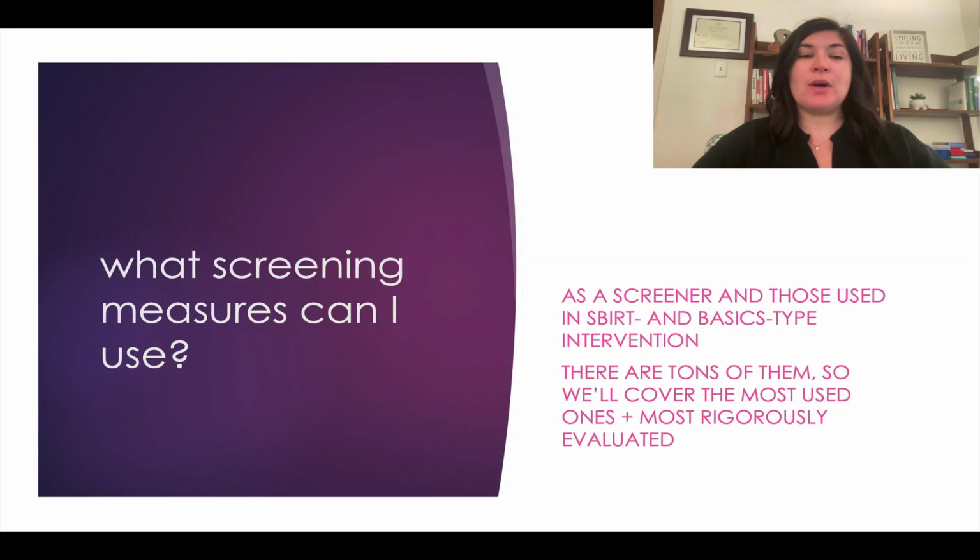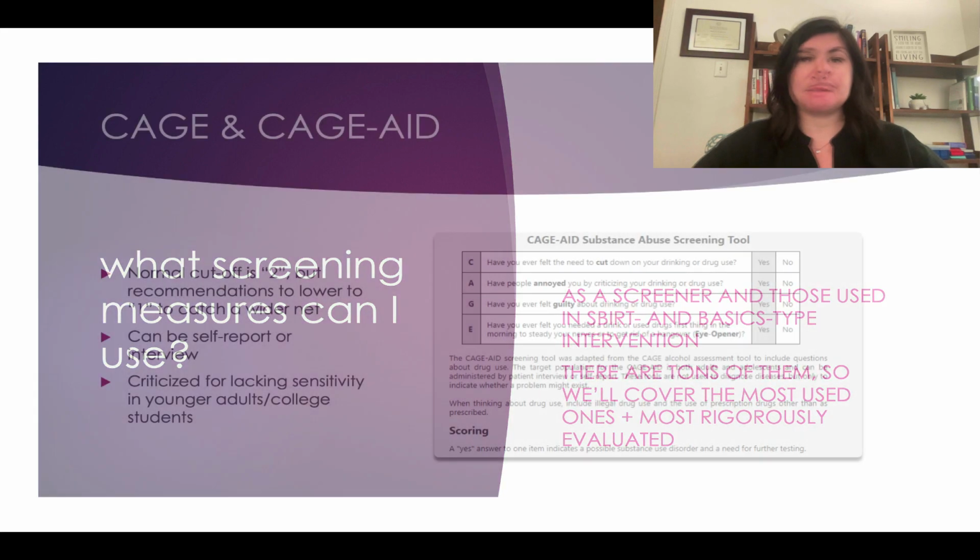So what kinds of screening measures can you use? Well, we just discussed two of them, the SBIRT and the BASICS type intervention, but there are actually tons of them. So we're going to cover the most used ones and those that have been most rigorously evaluated. You will, in your What to Read in this module, have access to many of those screening tools. So if you want to check them out and give them a more thorough look, you can do that.